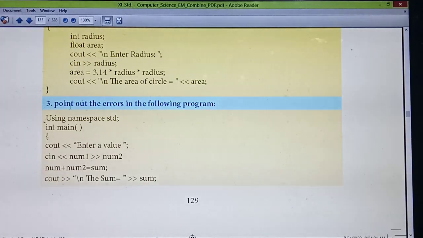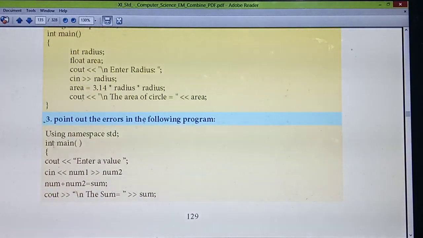So first, line 1, there is no header file. Okay. Using namespace std, correct. Okay. So what's the next? And also listen carefully. Using namespace std, whether capital letter or small letter? Small letter, but they have given capital letter. That's the second error. First error is there is no header file. Second error is the capital letter.